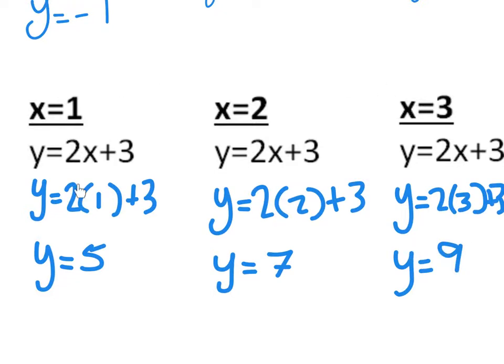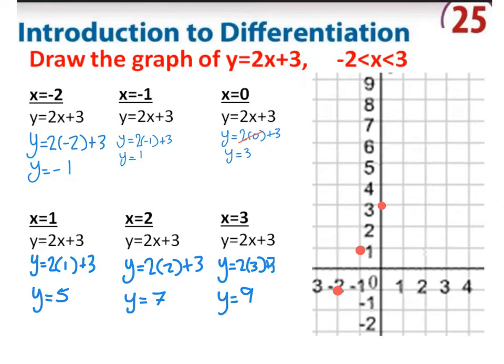So now we're going to plot these 3 points on the same graph. So starting with 1, 5. So we go to 1 on the x-axis, 5 on the y-axis, and plot our point. Next we go to 2 on the x-axis, 7 on the y-axis. So we plot our point. And then 3 on the x-axis, 9 on the y-axis. And we plot our point.